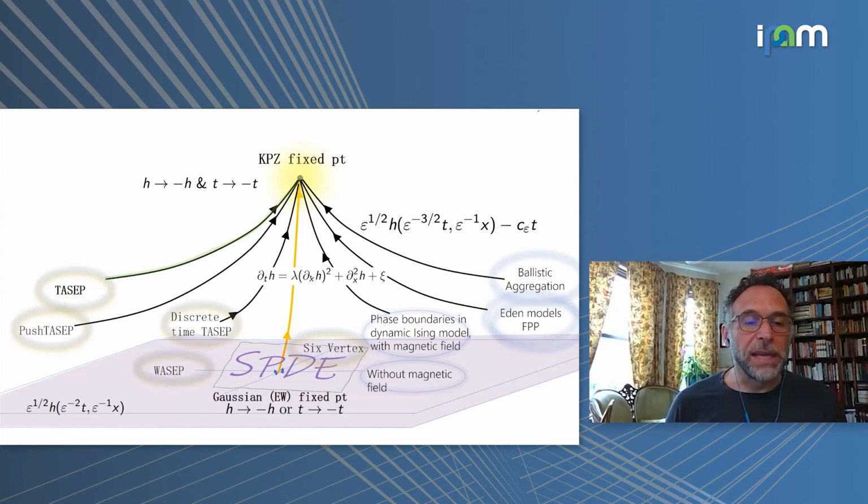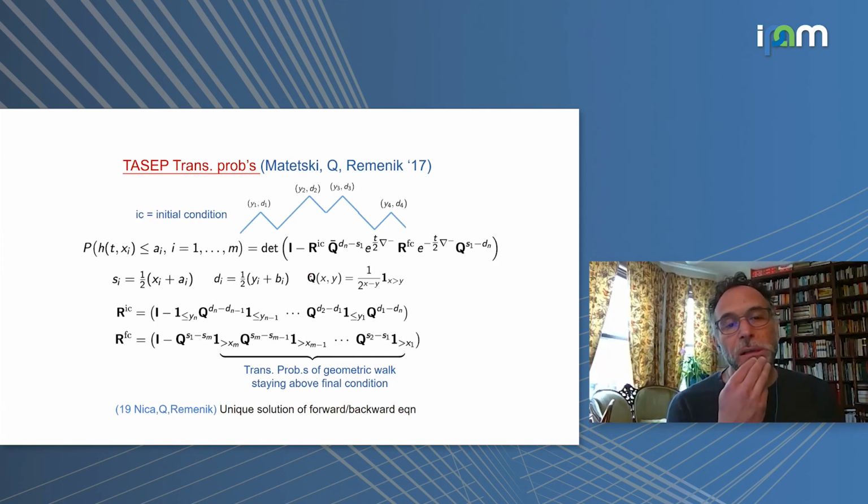But above this pink wedge, we're in a land where analytic techniques don't seem to work at all, and all we can do is algebra. Okay, so our main starting point is the following formula that we discovered 2 years ago for the TASEP transition probabilities. And hopefully I'll have time to give you some history about this formula in a few minutes. So we're going to start with initial condition with a finite number of peaks, just to make the formula simple.